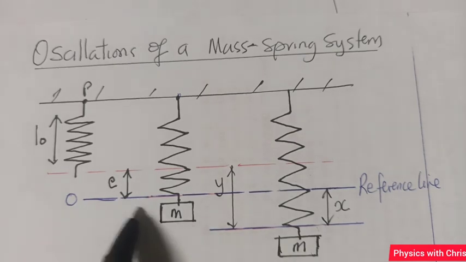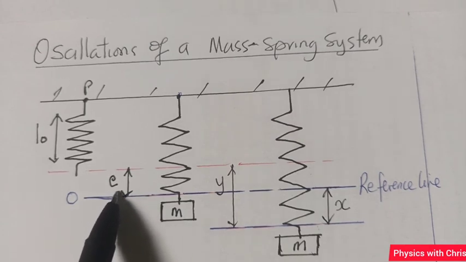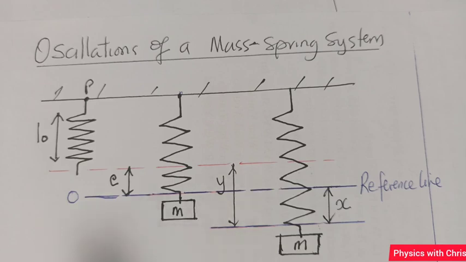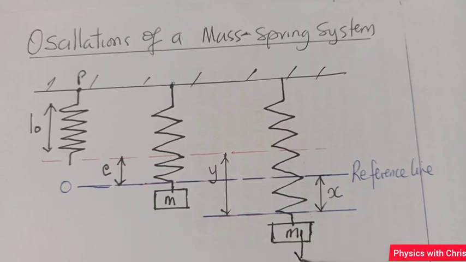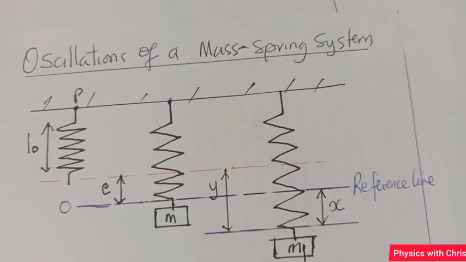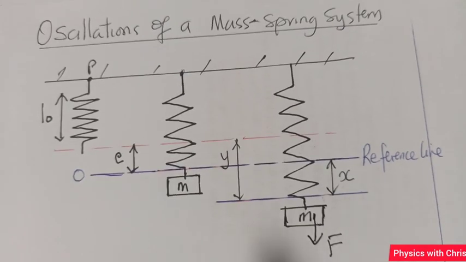and that mass stretched the spring by E. E is the extension produced by the weight of this load, of this mass that is attached to the end of this spring. And in the third diagram, you can see that the mass spring system is pulled down by a total force F, before it is set into oscillation.